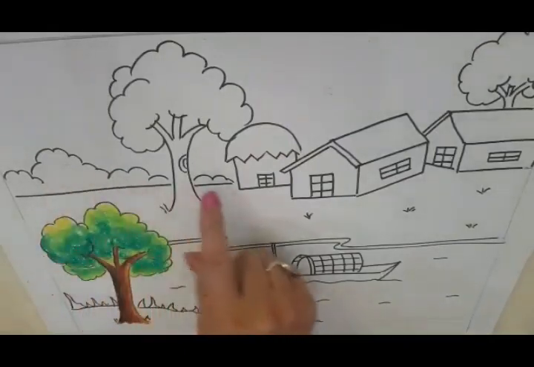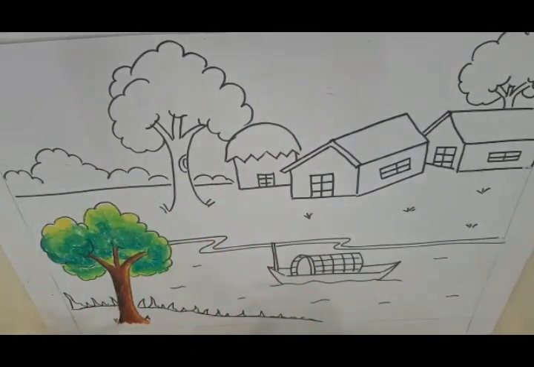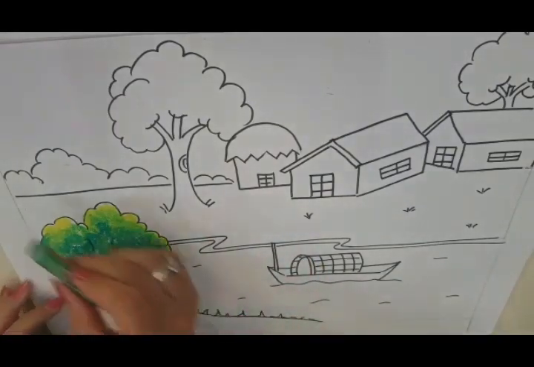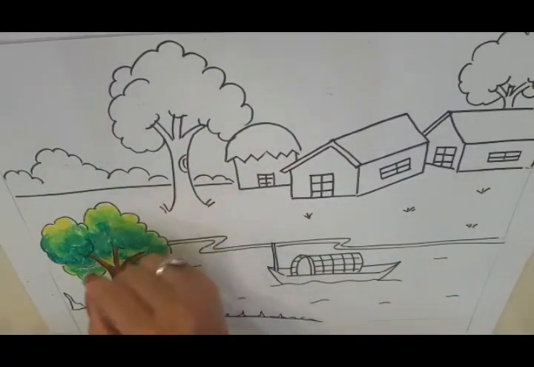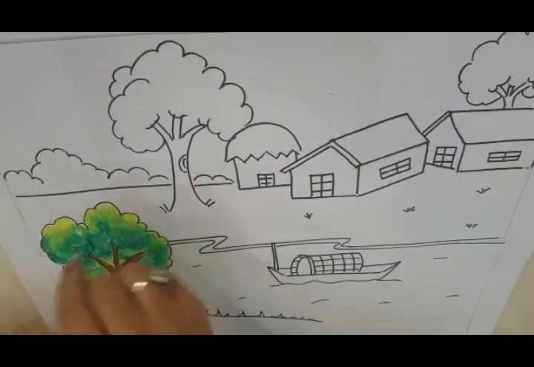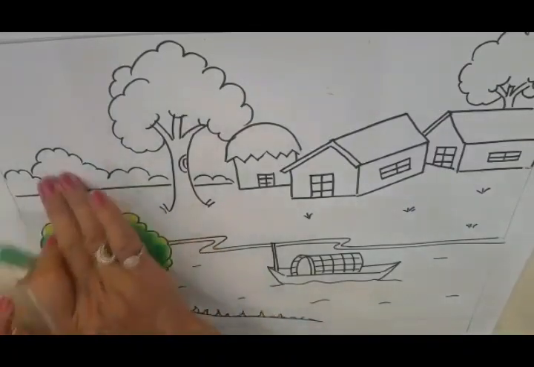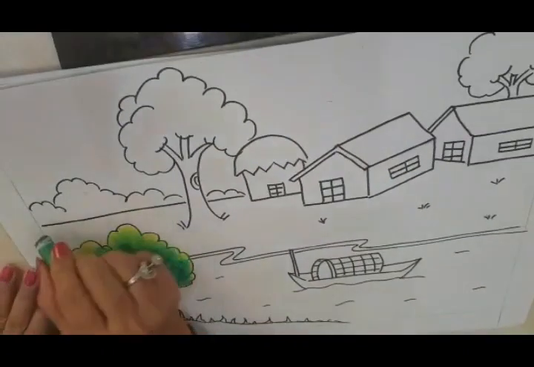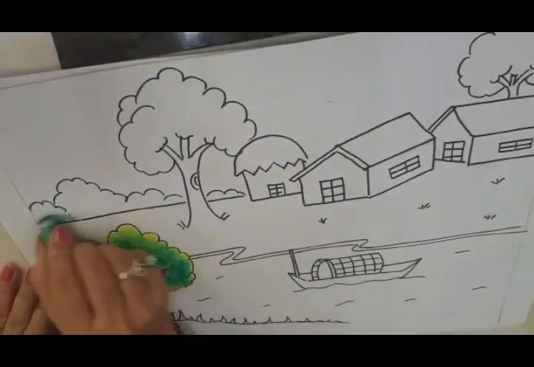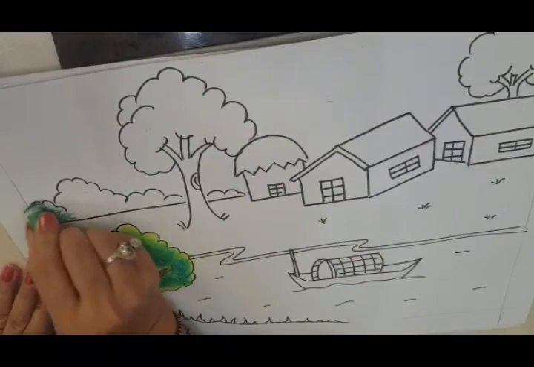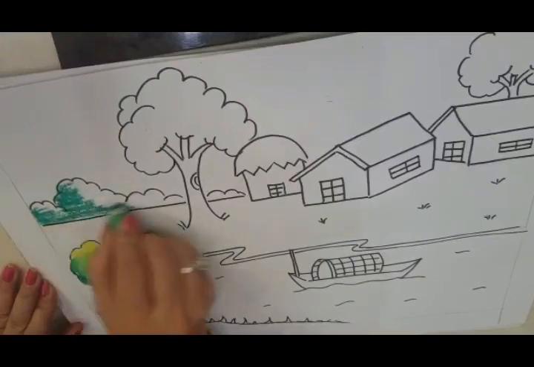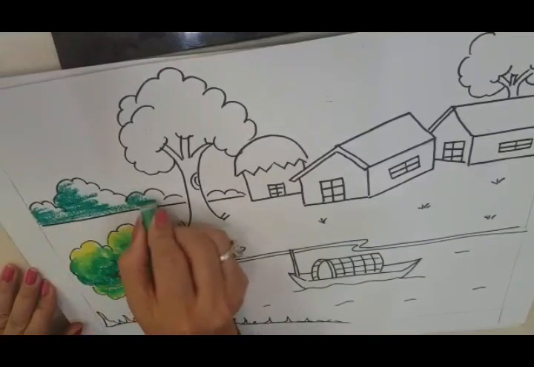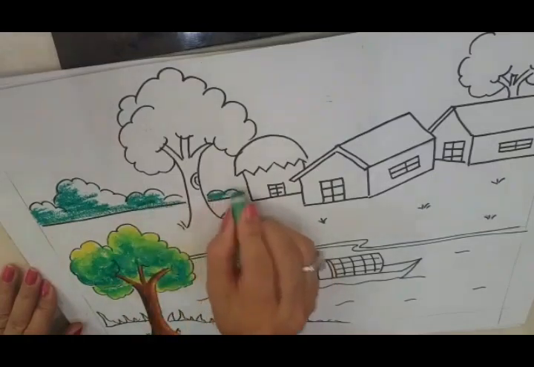Now I will fill color in bushes, and here same, I will take the dark green, light green and yellow, but I will move my hands like horizontal, like this. In the tree up, my hand will be moved like round, and here vertical, but in this one you will move your hand vertical, horizontal. And leave the space for second and third color.